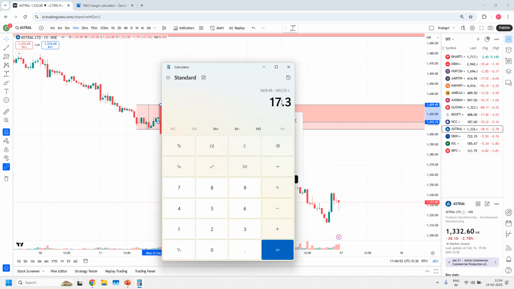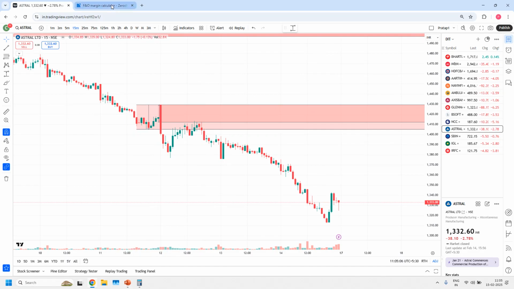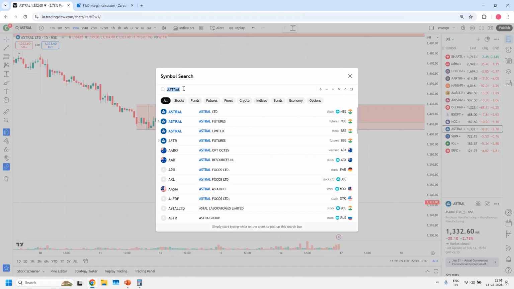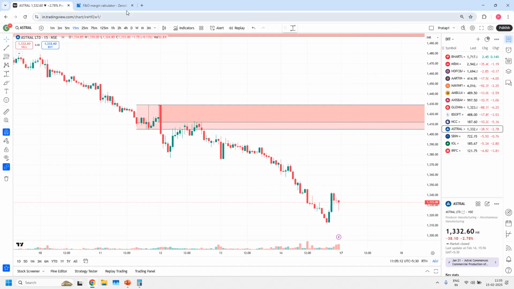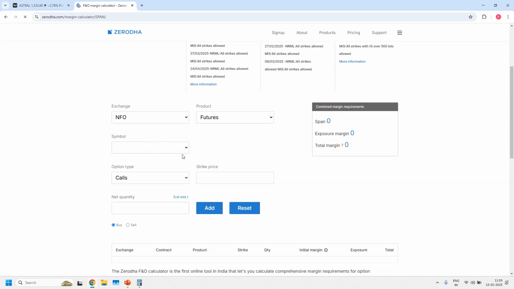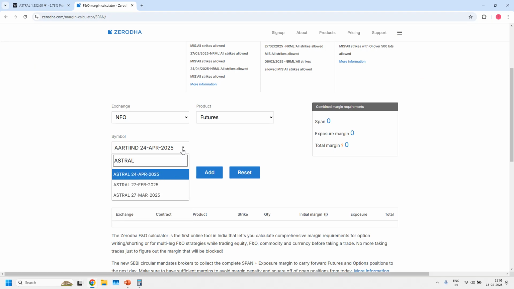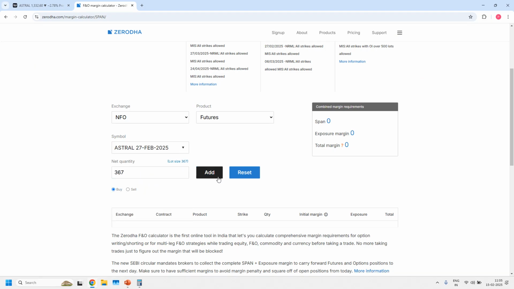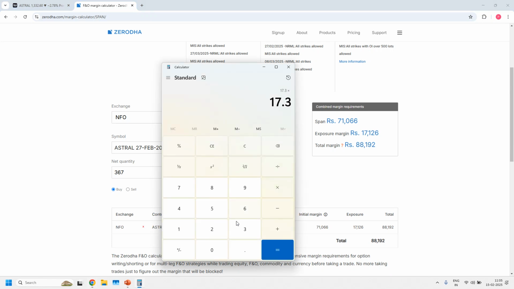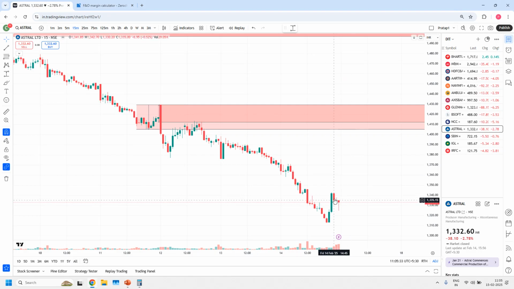You have 17.3 risk. 1% means 1429. That is in the cash segment. But in the futures segment, the 1% is beyond your limit, because you are getting margin. Because of the margin, risk will increase. So F&O you can't take, but cash segment you can take a trade. See, 17.3 into 367 rupees equals 6,000 you would have lost in case it is stopped out. And what is the margin value?